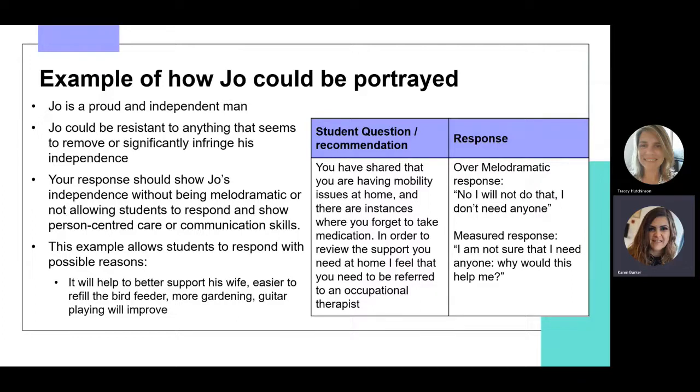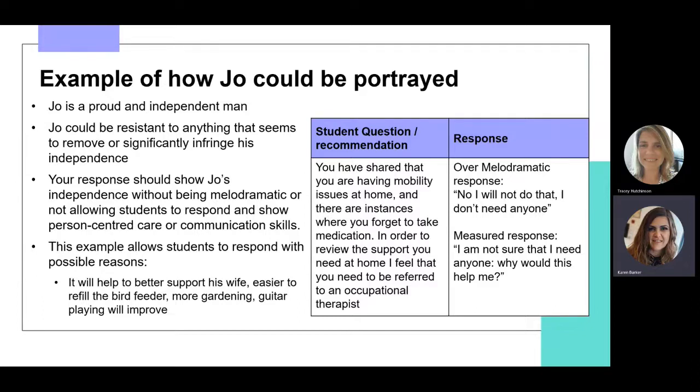An example of a student recommendation could be: you have shared that you are having mobility issues at home and there are instances where you forgot to take medication. In order to review the support you need at home, I feel that you need to be referred to an occupational therapist. An ineffective portrayal of Joe would be an over melodramatic response such as, no, I will not do that, I don't need anyone. An effective portrayal of Joe would be a measured response such as, I'm not sure that I need anyone, why would this help me? This example would allow students to respond with possible reasons why this would help him.